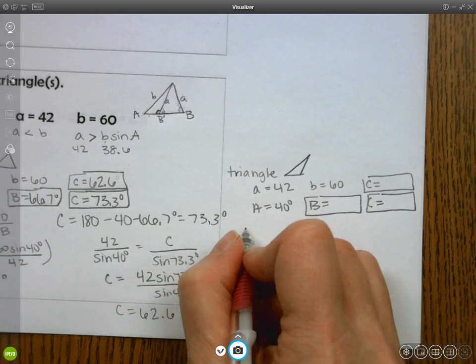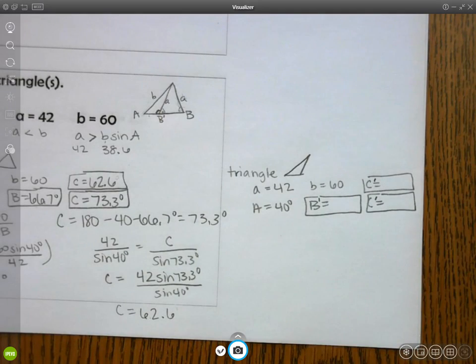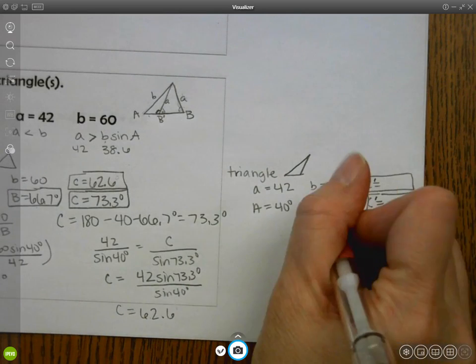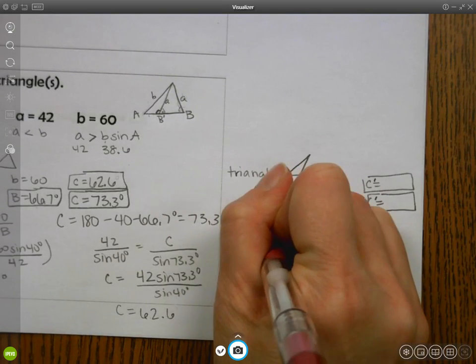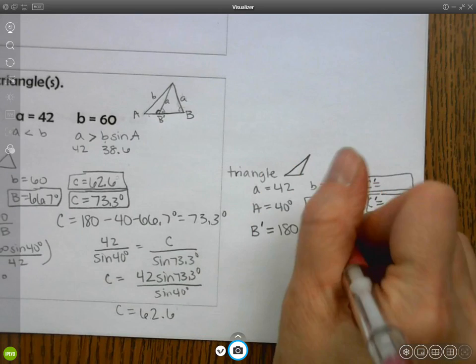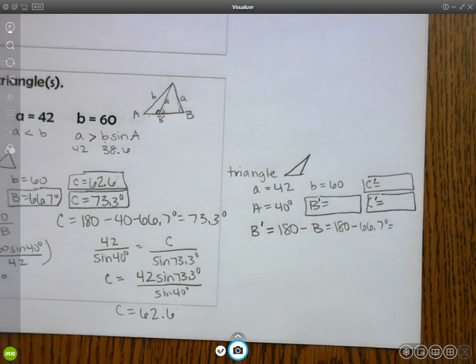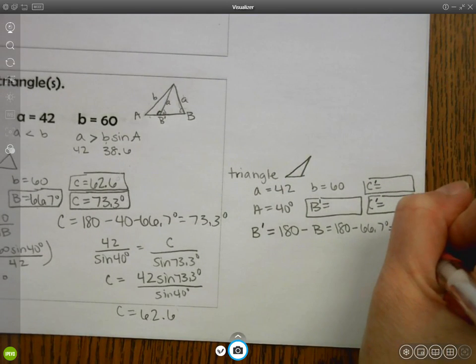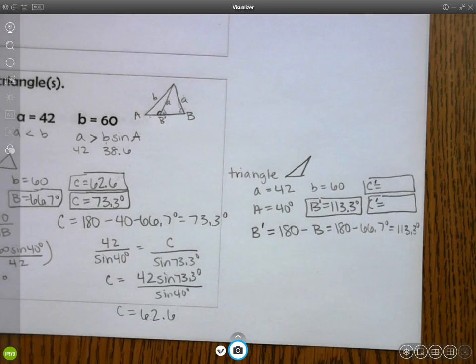So moral of the story is all of these guys get a prime because we just need a way to distinguish them. So we put that little apostrophe, which means prime. So to get B prime, you always do 180 minus the regular B. So if I do 180 minus 66.7, that gives me 113.3. So your B prime, number 1, will always be obtuse, and you can always get it by subtracting the regular B from 180.